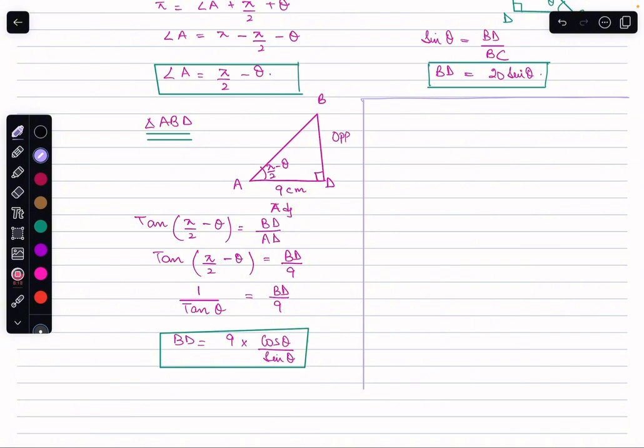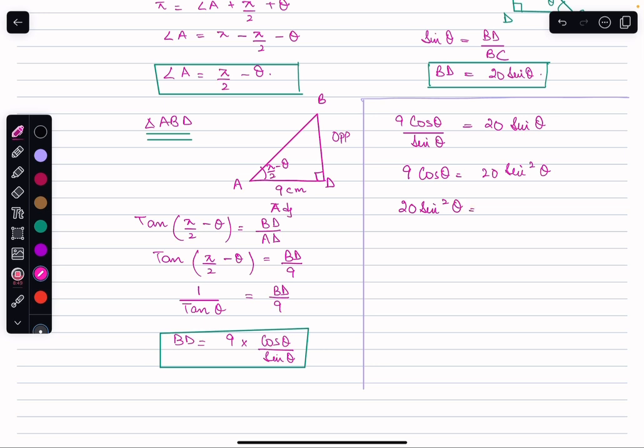BD equals 9 cos theta over sin theta, and this can be equal to 20 sin theta. Or I can say 9 cos theta equals 20 sin squared theta, and this is what the question has asked us to show. Therefore, rearranging, I can say 20 sin squared theta equals 9 cos theta, and this is now shown.